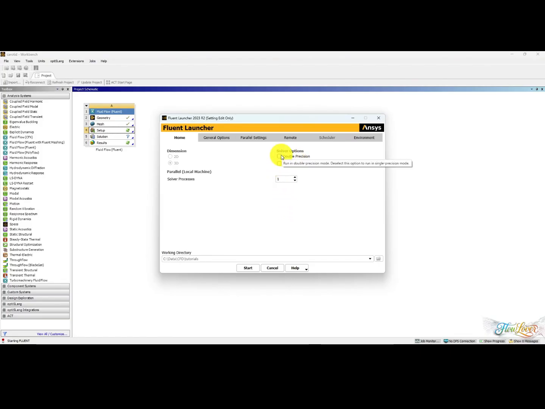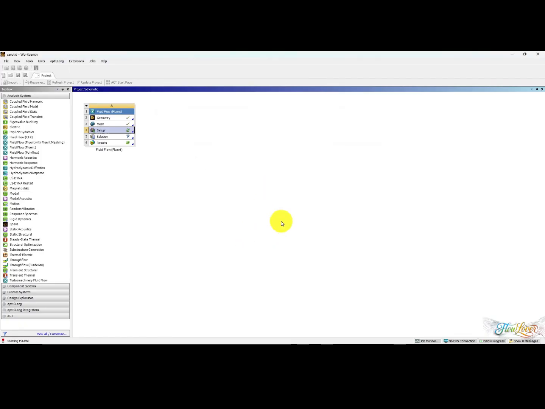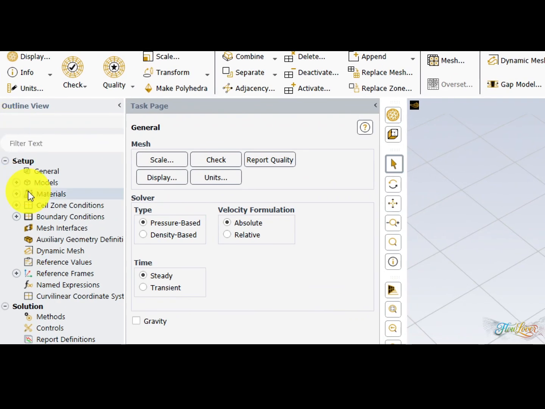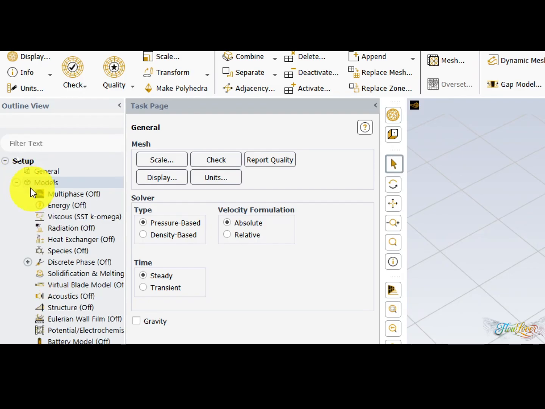Before that, we always have some options. We can click on double precision, which is basically for storing the numbers in double precision rather than single. And also we can solve the simulations in parallel. It means that instead of one CPU, we can use one or four, it depends on the cluster or the PC that we have.